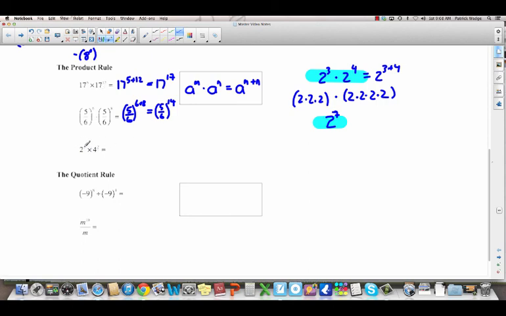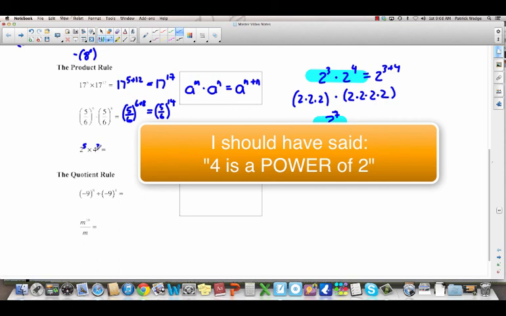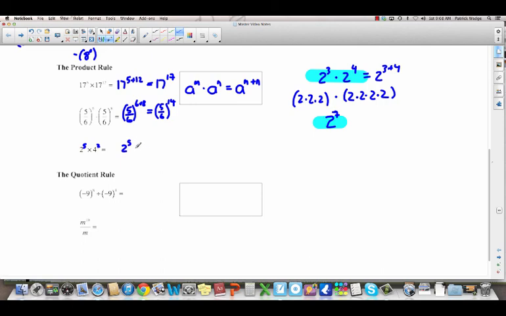But before we give up on this, I just really cannot read these numbers. That's a 5, and that is a 2. Before you give up on this, you actually can do this one. How can you possibly do this when they have different bases? Well, what you have to realize is that 4 is actually a power of 2, right? So if we keep this as 2 to the 5th power times, now instead of writing the number 4 here, what could I write instead? I could write 2 to the what power? 2 squared.